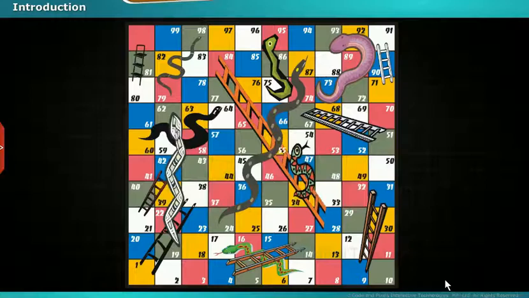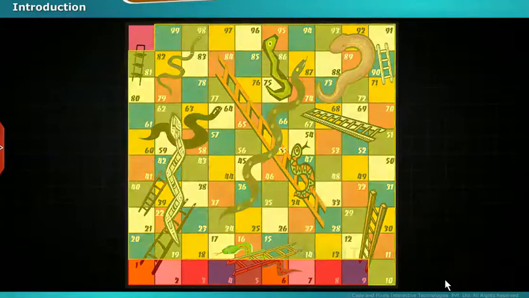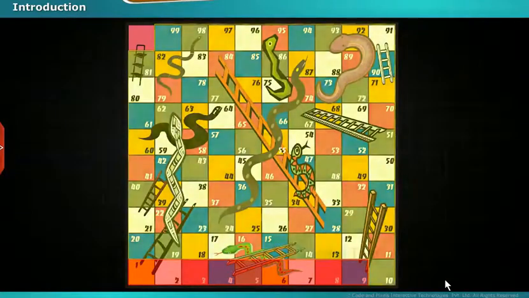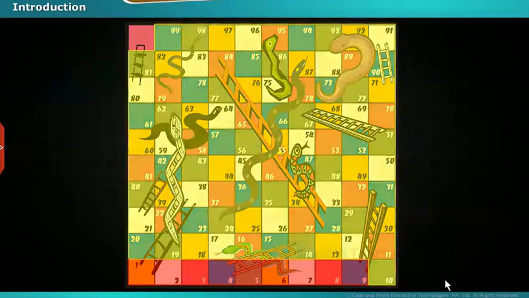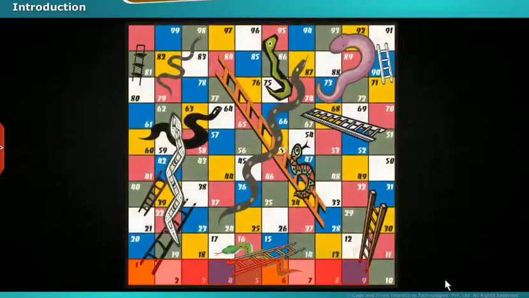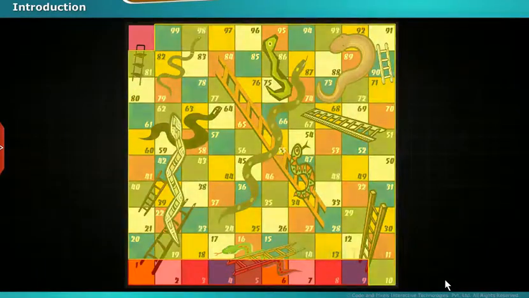Let us start with the introduction. Hi children, in the previous classes we have learned about numbers from 0 to 99. Numbers 1 to 9 are called the single digit numbers. Numbers 10 to 99 are called the 2-digit numbers. The smallest 2-digit number is 10 and the largest 2-digit number is 99.